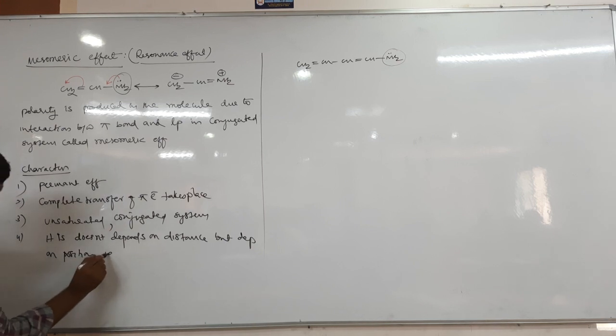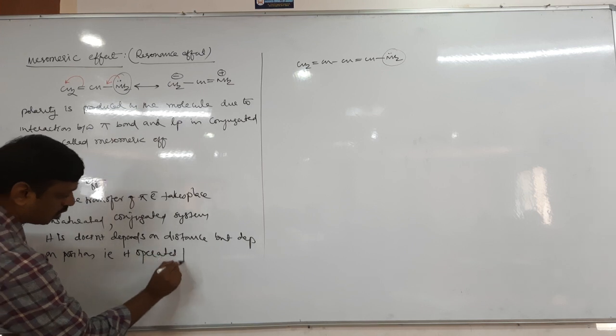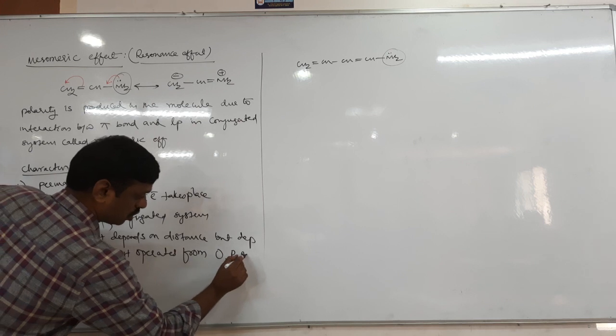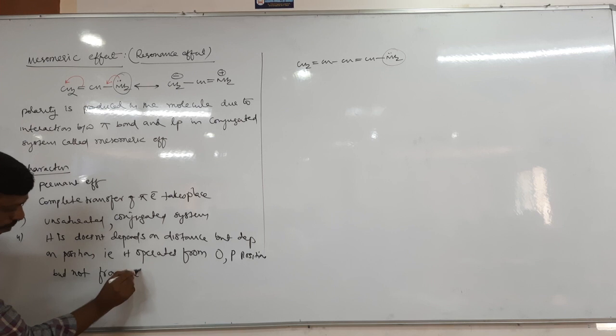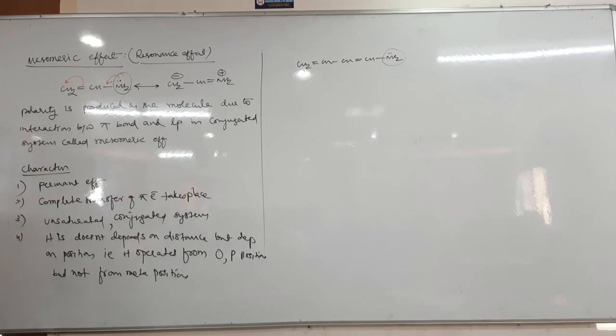Position. That is, it operates from ortho, para positions. So it operates from ortho and para position, but not from meta position. Therefore, mesomeric effect does not operate from the meta position. Why does it not? We will study later in application. It operates from only ortho and para positions.